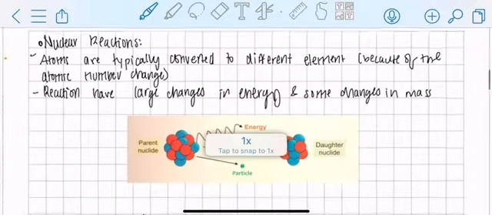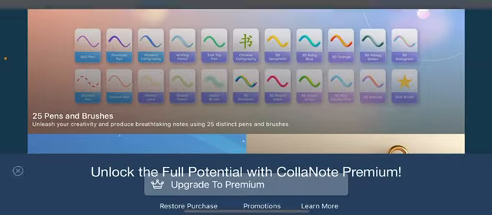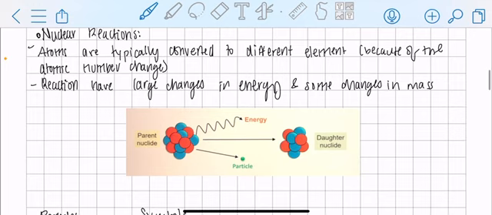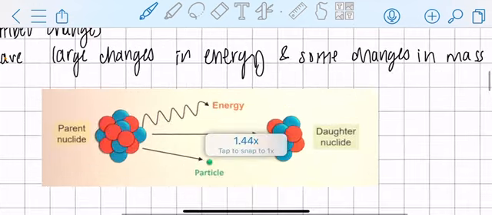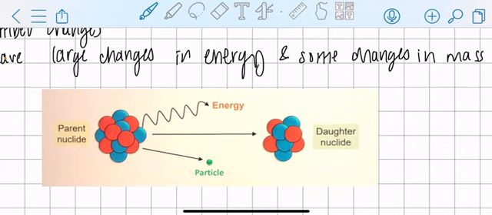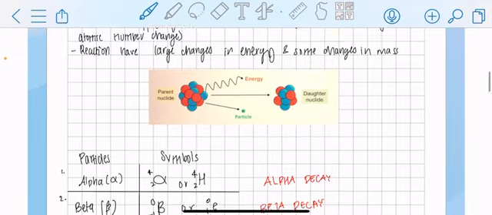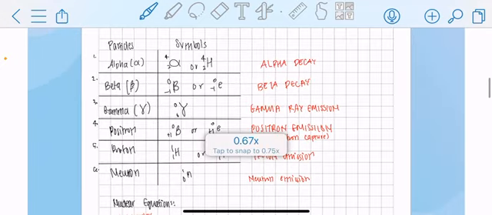Here. Nuclear reactions are reactions where atoms are typically converted to different elements because of the atomic number change. These reactions have a large change in energy and some changes in mass. For instance, an atom goes from a parent nuclide to a daughter nuclide. Some energy is released and particles are released, leading to a change in energy and a change in mass. To analyze nuclear chemistry, it's important to remember the particles and their symbols.